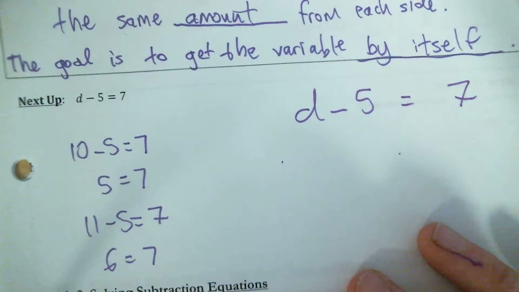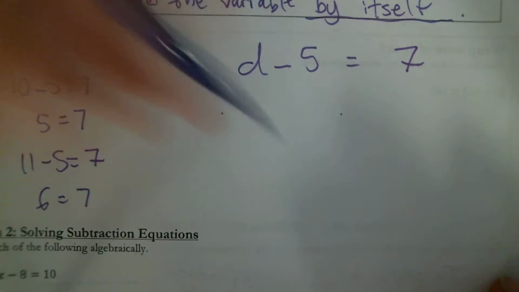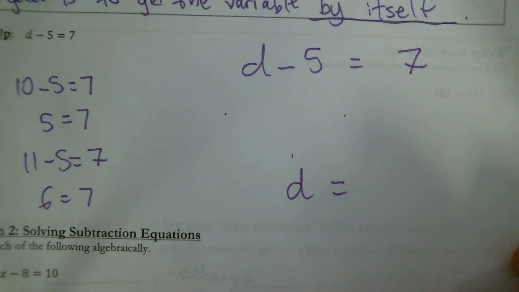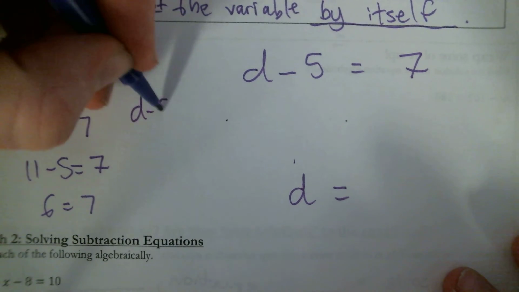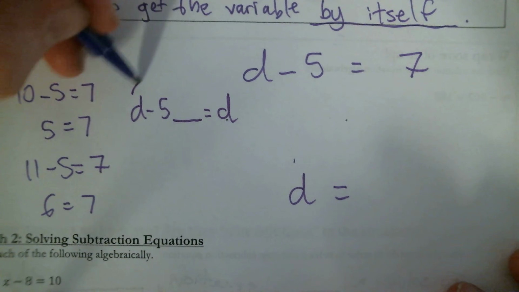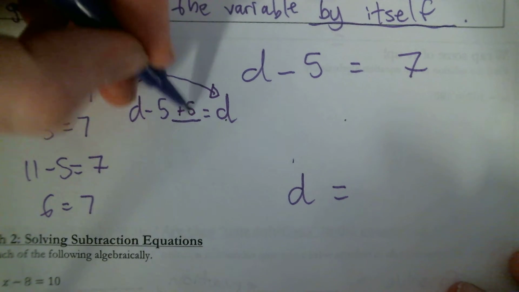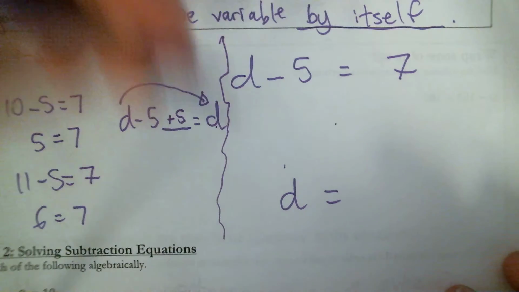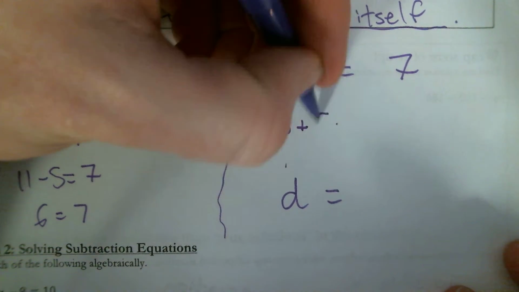Now here's our original equation. Just like last time, my goal is still to get the variables by themselves. So I want this to somehow change into just d. That's all I want it to change into. So what could I do with d minus 5? What could I do with d minus 5 to get it back to just the variable d? Of course, you would add 5. So that's what I'm going to do to both sides of my expression here. So I'm going to do d minus 5, but I'm also going to add 5.